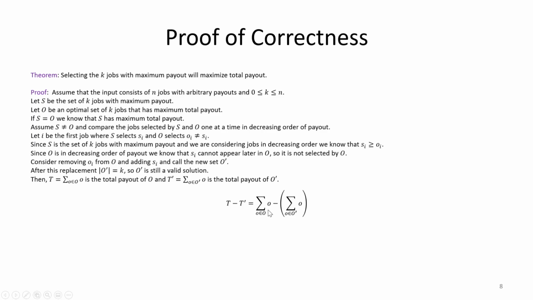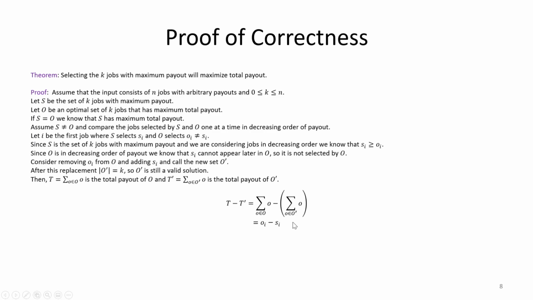The one that pops out of here is OI, and the one that pops out of here is SI because we took OI out and we put SI in. And so we end up with OI minus SI. Now remember, in our previous proof, we ended up with S minus S prime. This is the same. We've ended up in the same case here, okay?